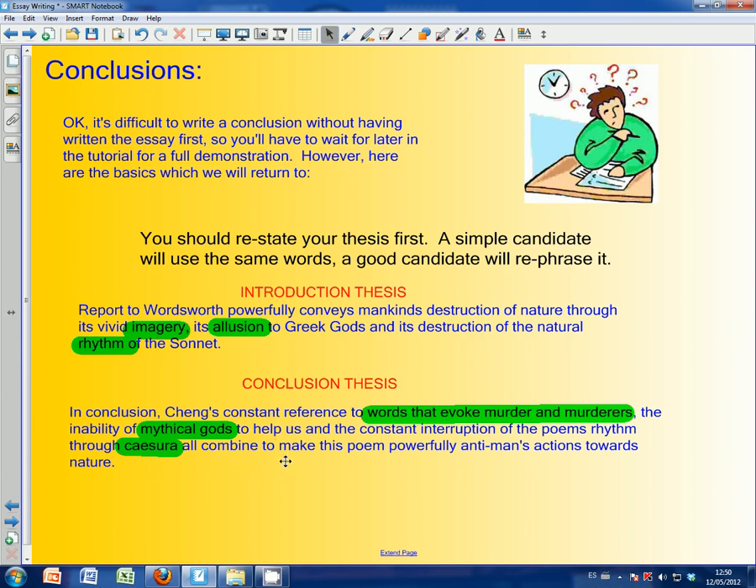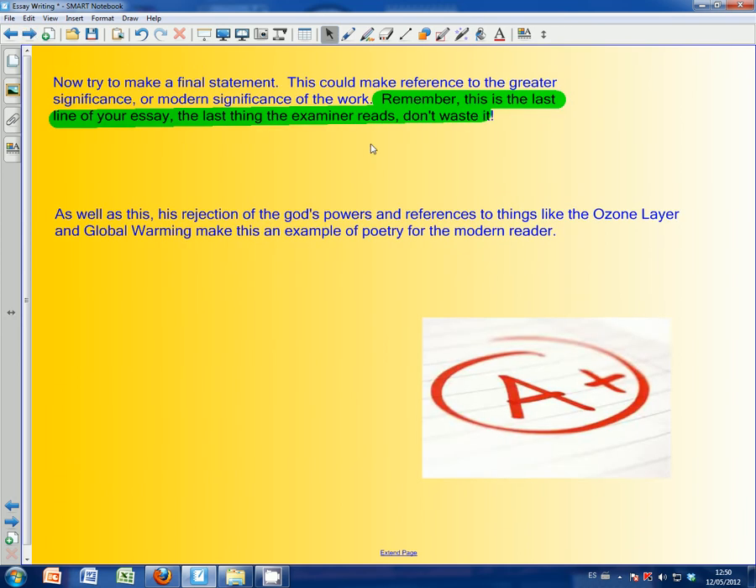Nevertheless, I would say this is still not an A-star conclusion. What it's missing is a final sentence to really persuade the examiner that I've engaged with the poem, that I've enjoyed the poem, and that I've understood it. So on this page we're going to have a look at how you can do that final sentence. 2 ideas that I often work with are thinking about either a greater significance or a modern significance of the work. So let's just put those in green because it's a bit easier to see.